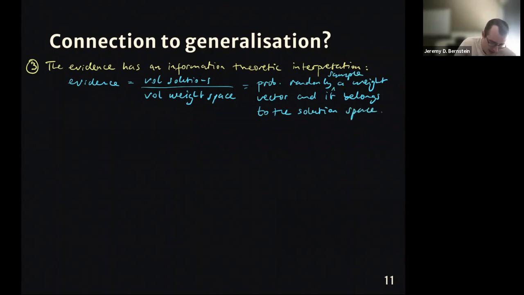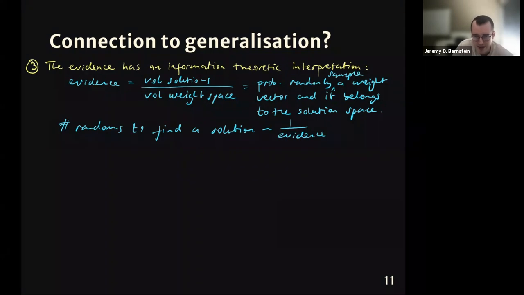Then if you ask how many random draws it takes to find a solution by chance? Well, if something happens with probability P, then it takes 1/P draws for that thing to happen on average. So the number of random draws you need to find a solution goes like 1 over the evidence. And if you want to describe to someone a solution, you can tell them the random seed and how many draws it took to find it.